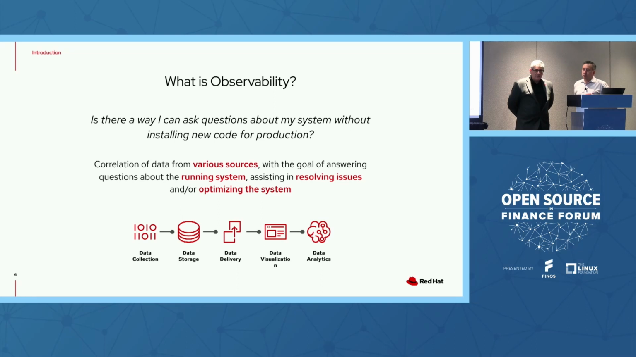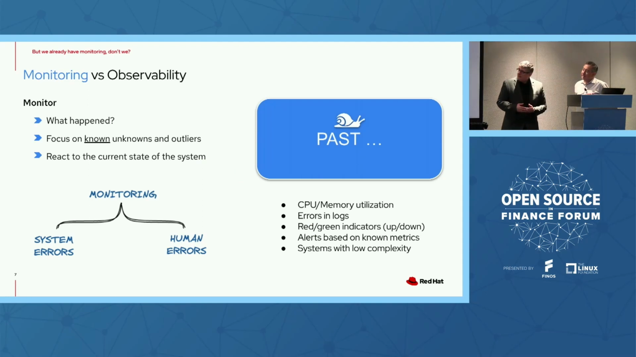So, when we think about observability and put up all this theory in front, the obvious question is, okay, fine, but we already have monitoring. We already have ways to look at systems and figure out what they're doing. We collect metrics, and they tell us if a system is behaving or misbehaving.